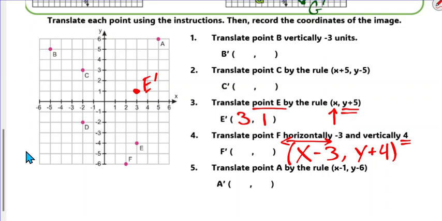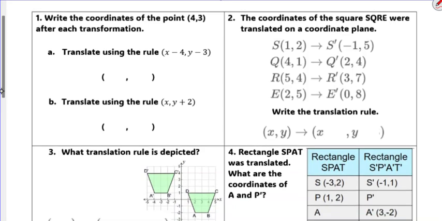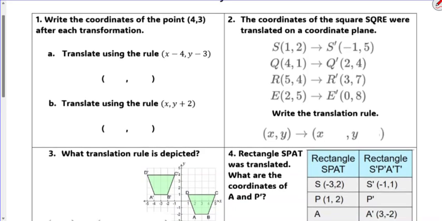All right, I think you could try the other 4 here on your own. I'm going to go on to the next page for these 4 we try questions because they're asked in a little bit different way. It's not just straightforward doing the transformation. Some of these are working backwards, so I just want to go over those. Actually, I kind of already talked about number 1. We're going to write the coordinates of the point 4, 3. That's our original point after each of these transformations.